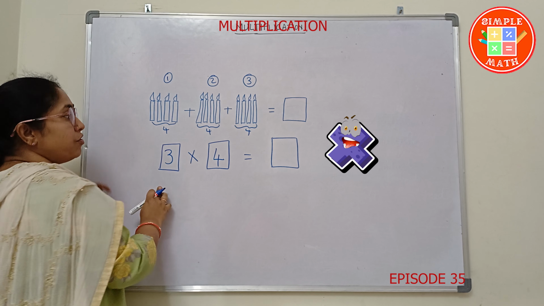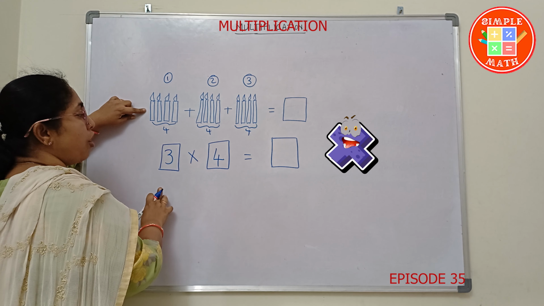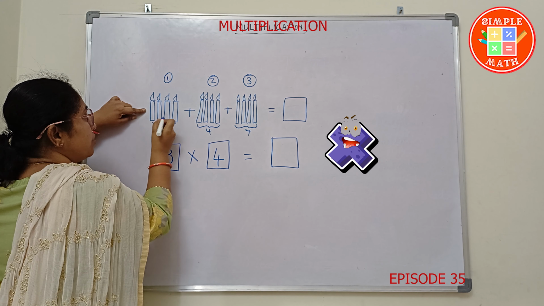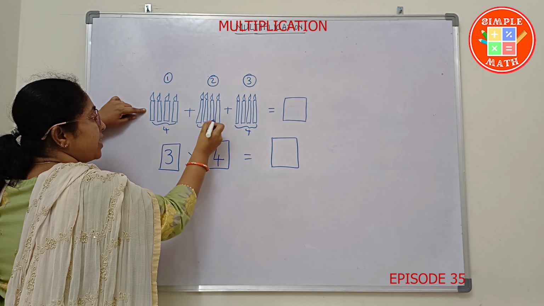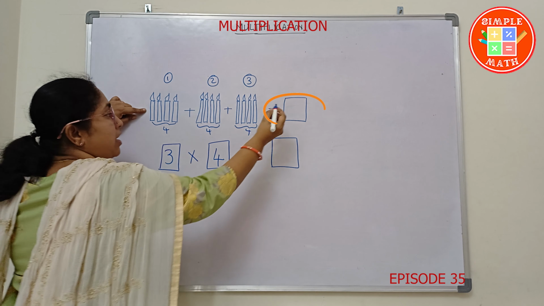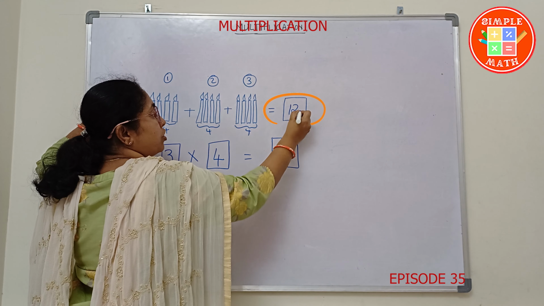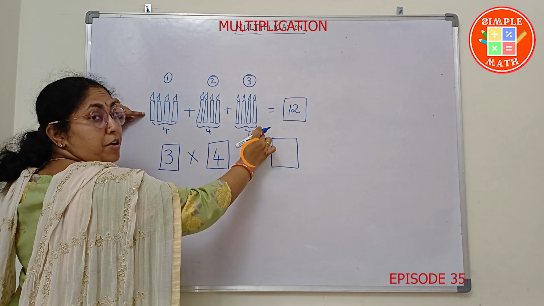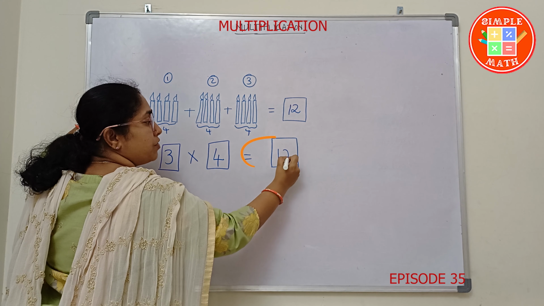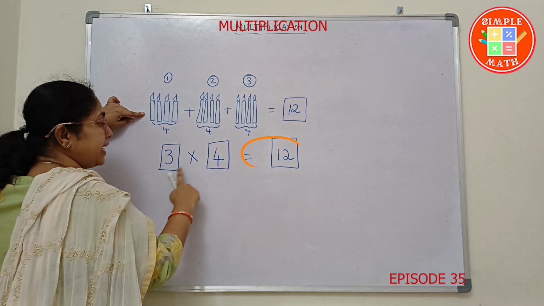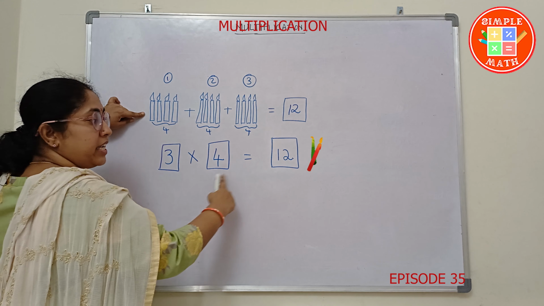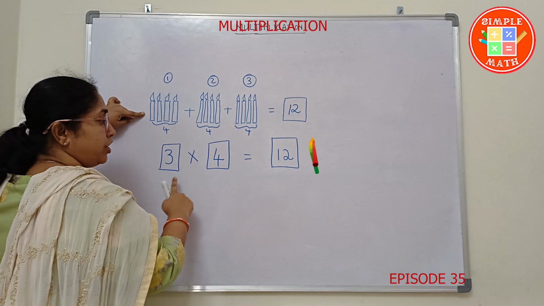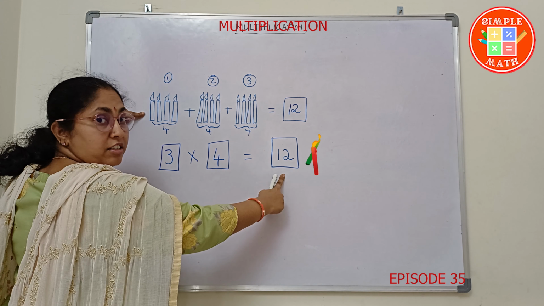Now we will count the total number of candles here. 1, 2, 3, 4, 5, 6, 7, 8, 9, 10, 11, 12. Right? This is also 12. When we count all the candles, it is also 12. So 3 times 4 is 12. So 3 fours are 12.